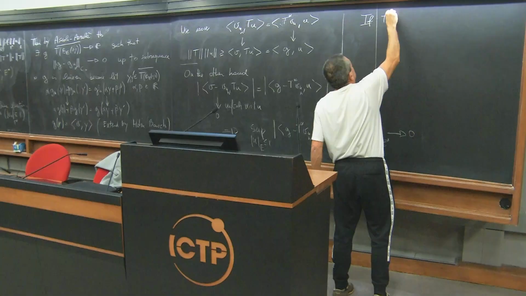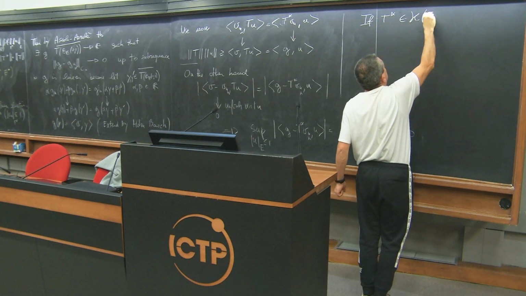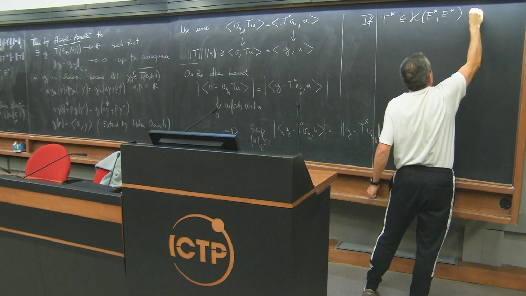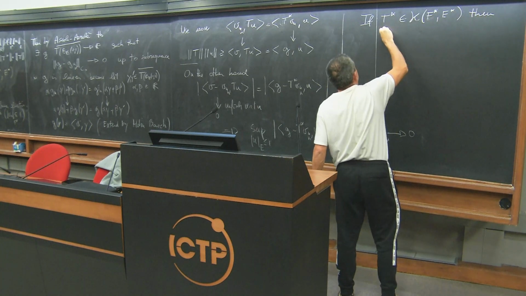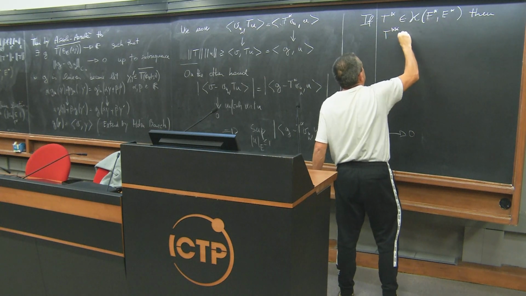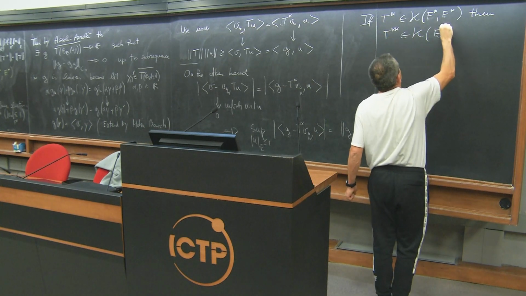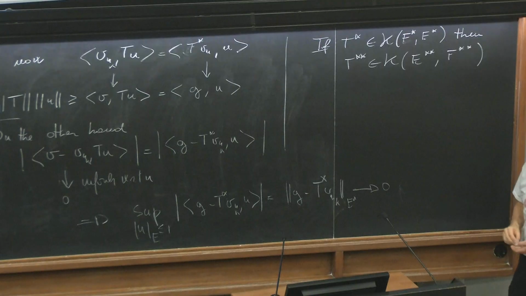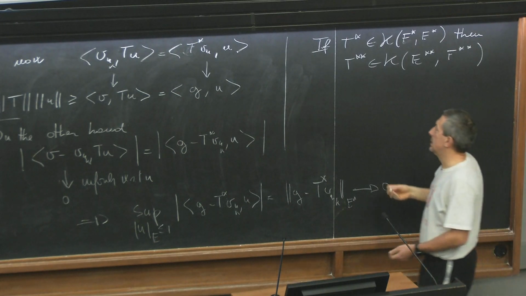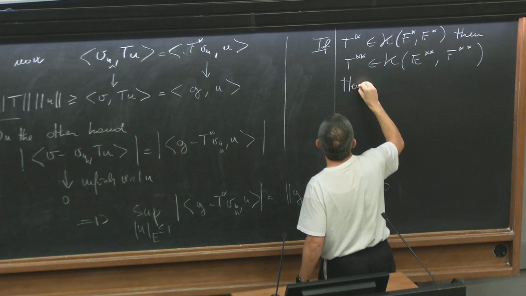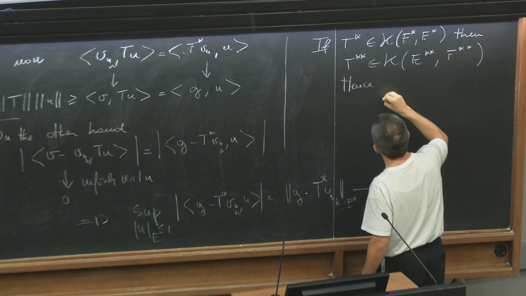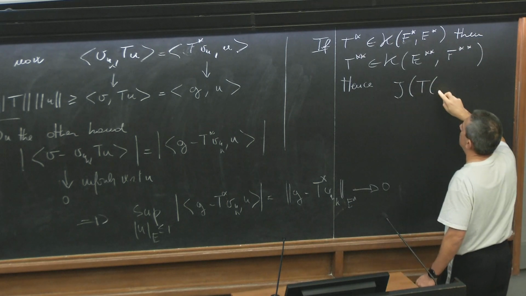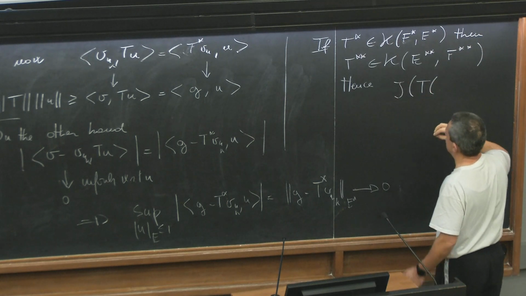If T** is compact, then T** is compact from F**. Hence, the isometric embedding of the image of... well, now what is T**?